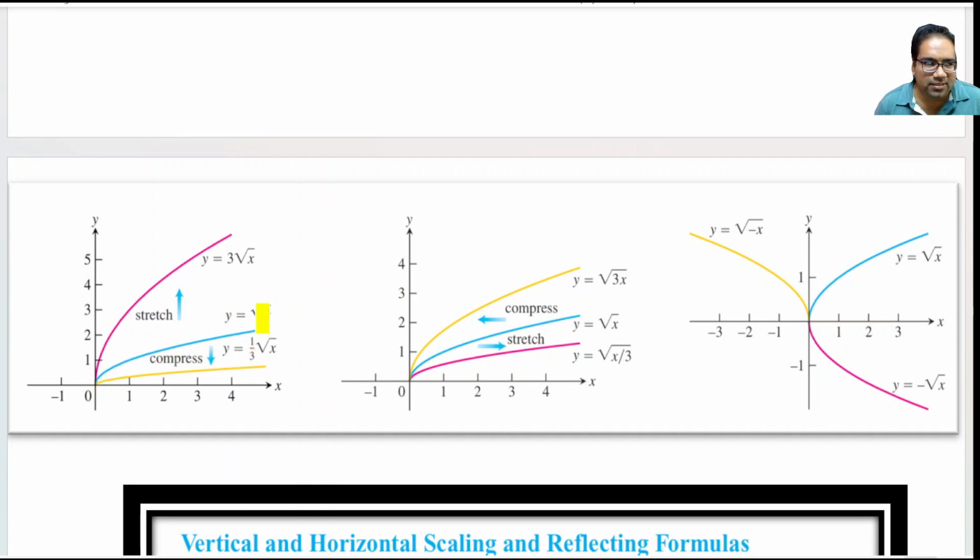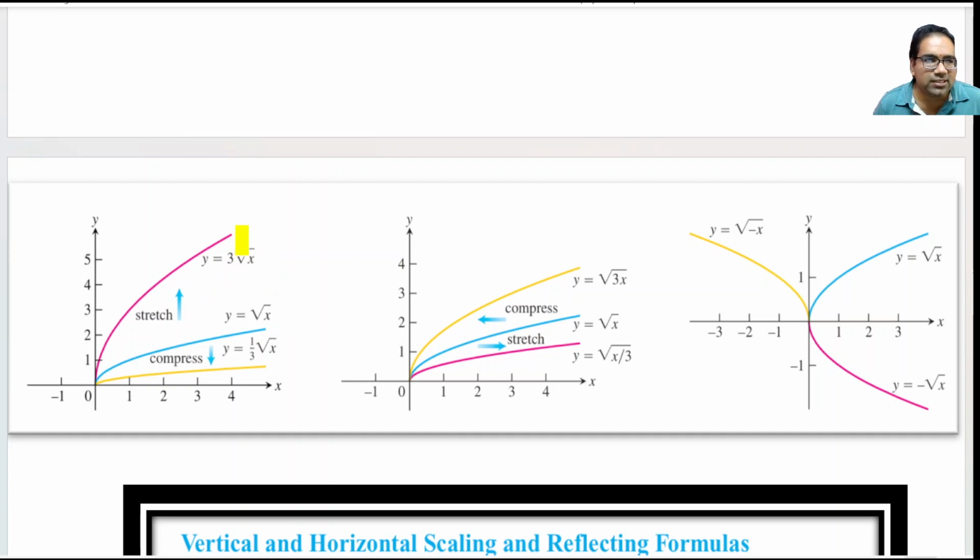Then we multiply this equation with some number, for example, y equal to 3 root x. What does that mean? Whichever value root x takes, for example, for 1, root x is 1, you are multiplying it with 3. So this becomes 3. 3 root x means multiply all of these numbers with 3. So that is equal to stretching the graph, stretching in the y-axis, towards upwards. That is stretching the graph if you multiply the given function with some constant.